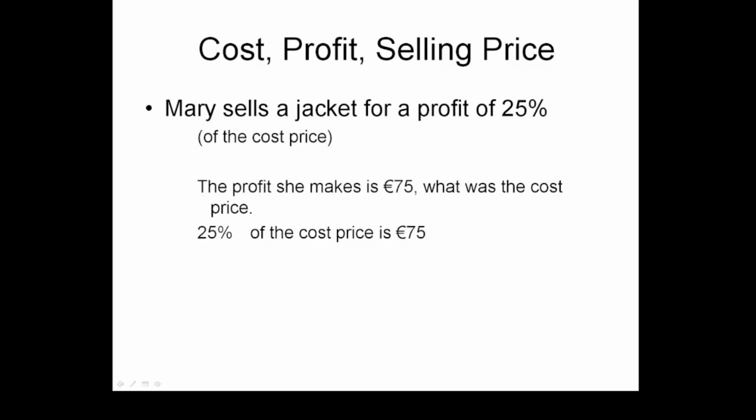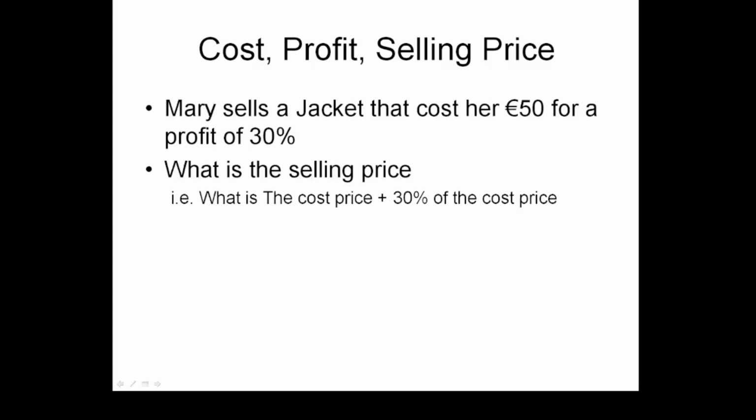What are we asked? We're asked what the cost price is. So we want to know what 100% of the cost price is. If we know that 25% of the cost price is 75, then we can see that 1% is 75 divided by 25, which is €3, and then we can easily find 100% of the cost price is €300.